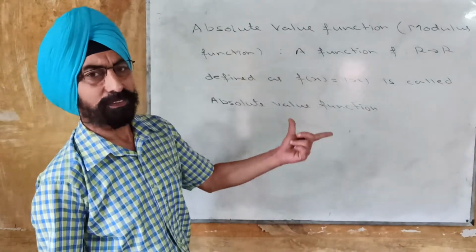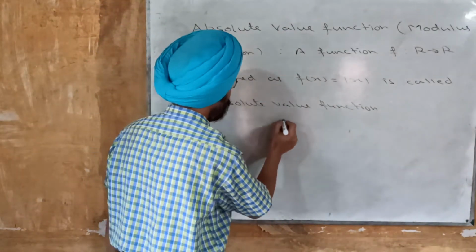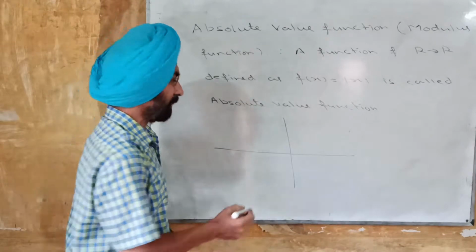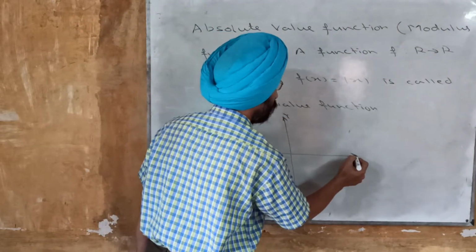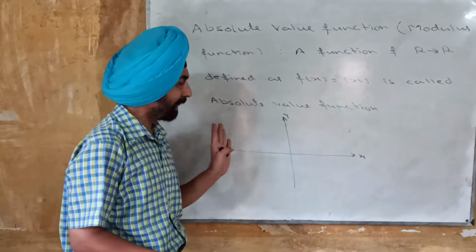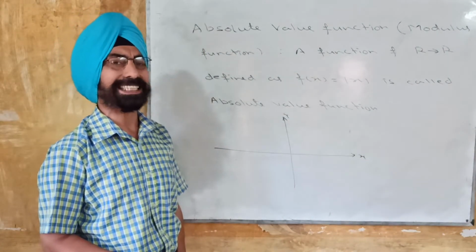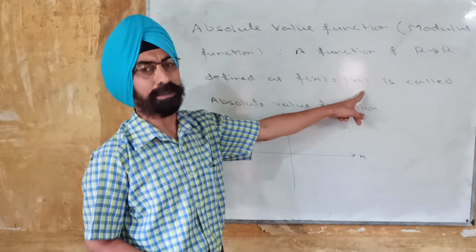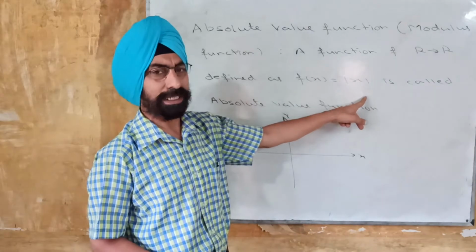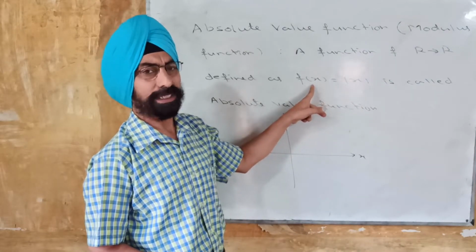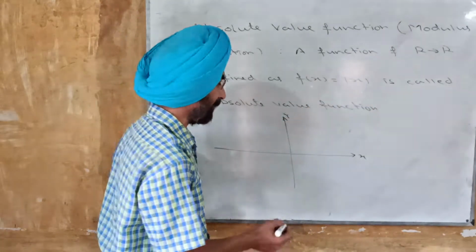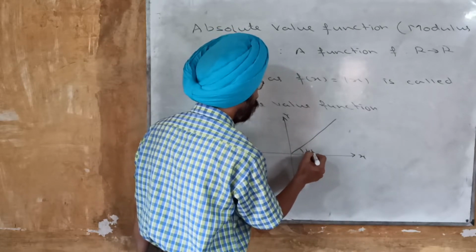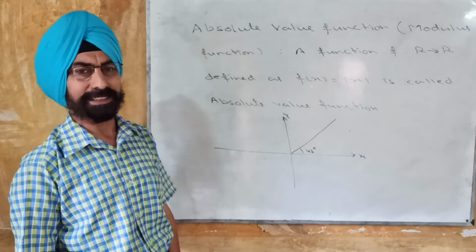Here, the graph of this function is very interesting. This is your y-axis, this is your x-axis. On the right side of the y-axis, you will get x greater than or equal to 0. And if x is greater than or equal to 0, this mod x will become x. So f(x) is equal to x, and f(x) denotes the y coordinate. So y is equal to x, and y is equal to x is the straight line passing through the origin, making an angle of 45 degrees with the positive direction of the x-axis.